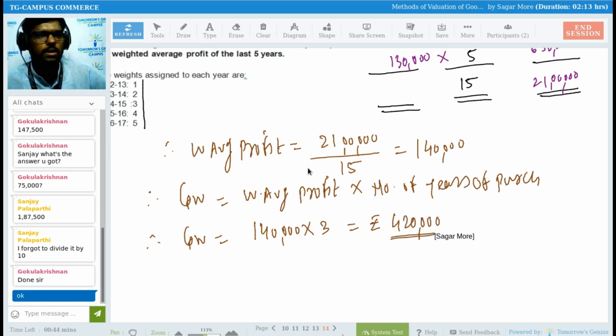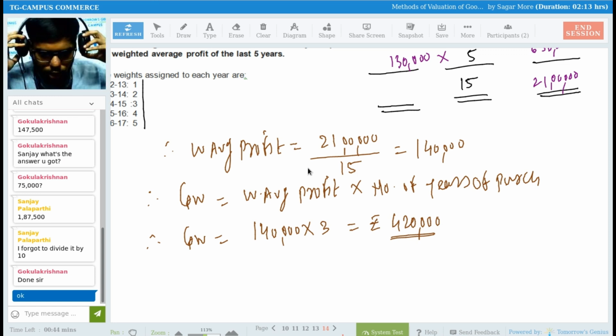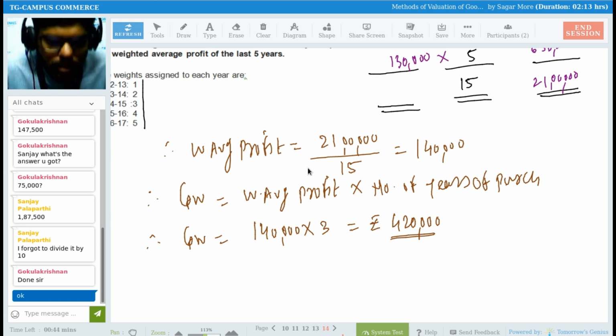Understood this? Yes, sir. So such kinds of adjustments we have to do when there is a valuation of goodwill under the average profit method or weighted average profit method.